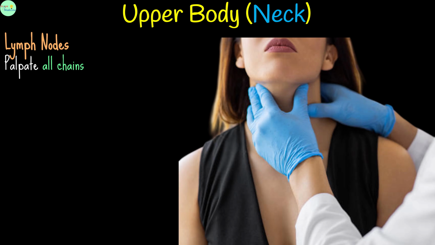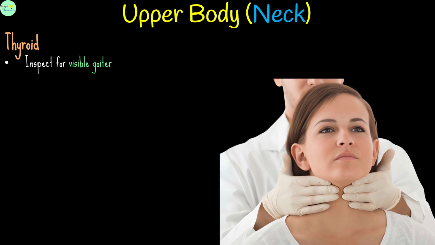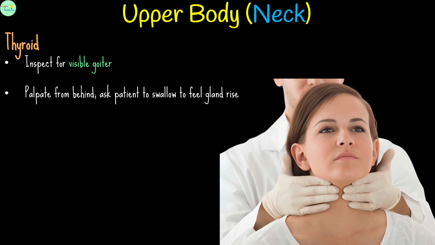Now, examine the neck. Systematically palpate all lymph node areas, in front of and behind the ear, at the back of the skull, along the large neck muscle, and above the collarbone. Note their size, tenderness, mobility, and firmness. For the thyroid gland, first inspect the neck for a visible swelling. Then, to palpate, stand behind the patient, place your fingers on either side of the windpipe, and ask the patient to swallow a sip of water. Feel for the gland rising under your fingers, noting its size, any lumps, or tenderness.